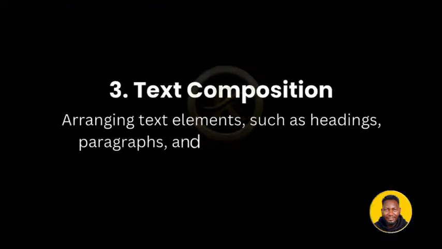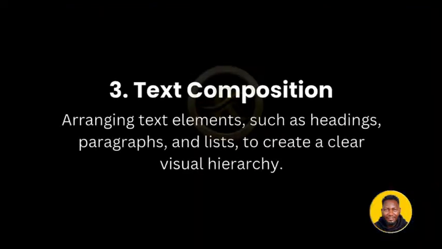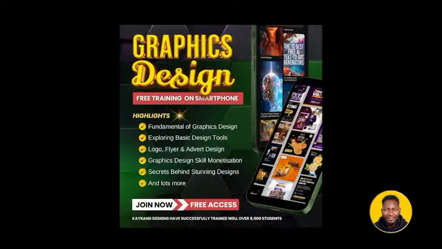All right, the third one is text composition, and that has to do with arranging text elements such as heading, paragraph, and lists to create a clear visual hierarchy. Let's look at our example again. In this design, you see that things are well arranged. We arrange every part, every category of the typography, such that you can have this visual hierarchy.